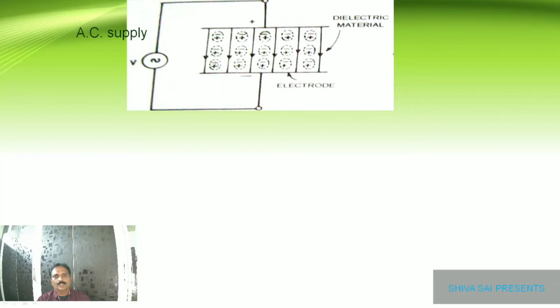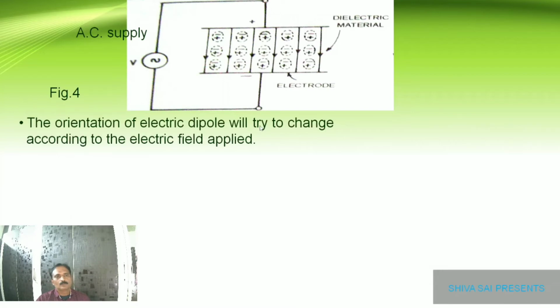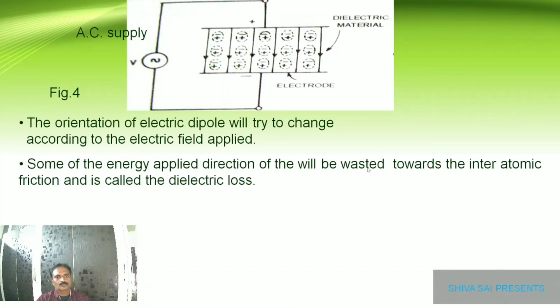aligned in this fashion. This diagram shows the effective centers of negative and positive charge aligned themselves in this fashion. So this is positive and this is negative. As you can see, in each atom the negative is moved a little bit towards positive, and the effective positive charge is moved towards the negative electrode.